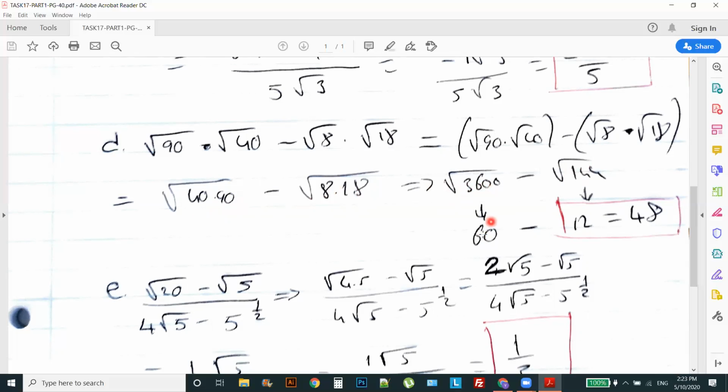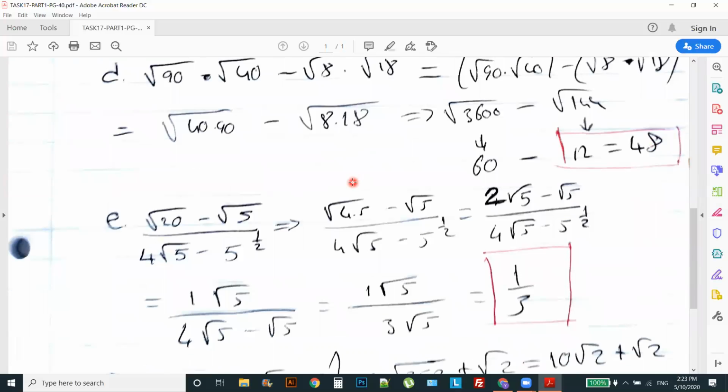3,600 will come out of the root as 60 because it's a perfect square. 60 times 60 will be 3,600. Right, so it comes out of the root as 60. 144 is also a perfect square because 12 to the power of 2 is 144. That's why it will come out of the root as 12. So 60 minus 12 will be 48. The answer will be 48.